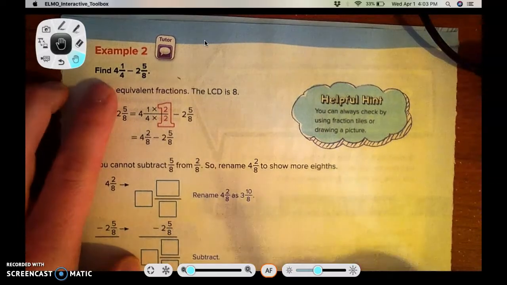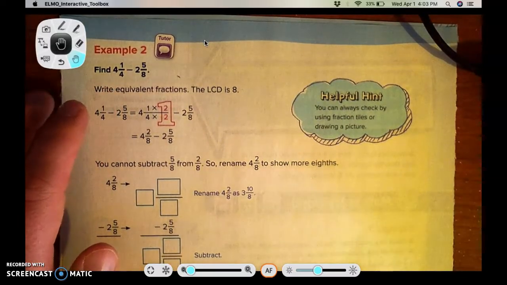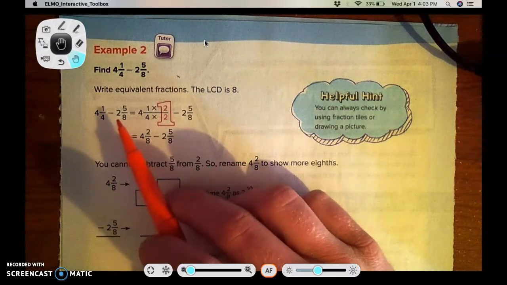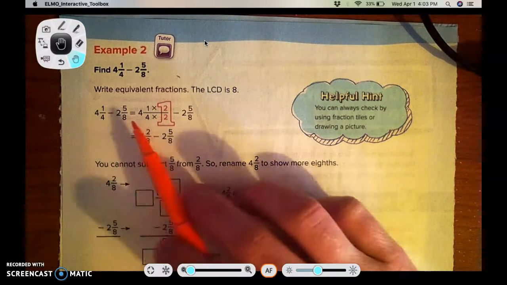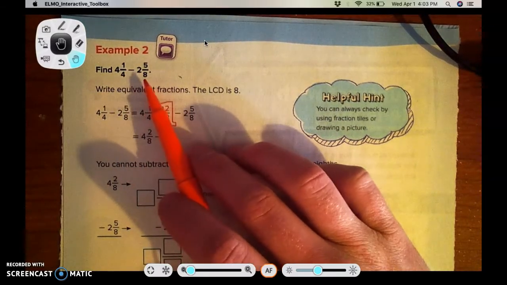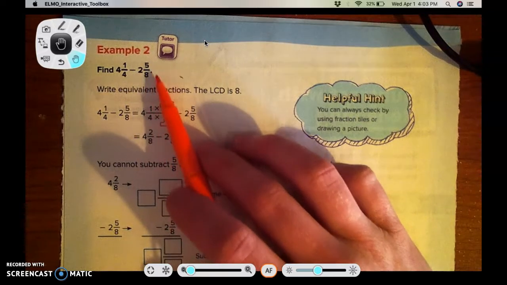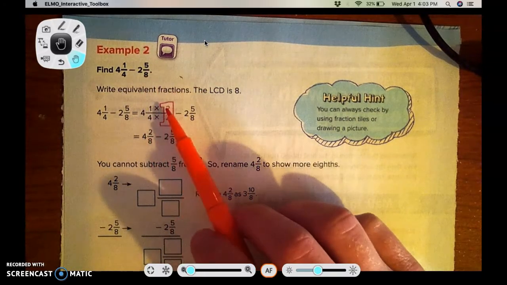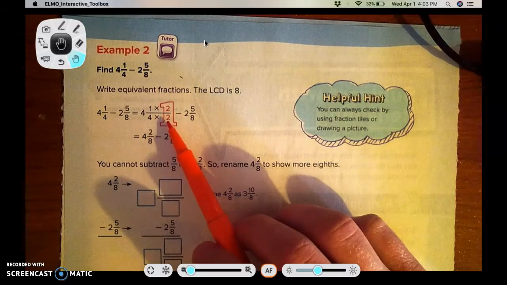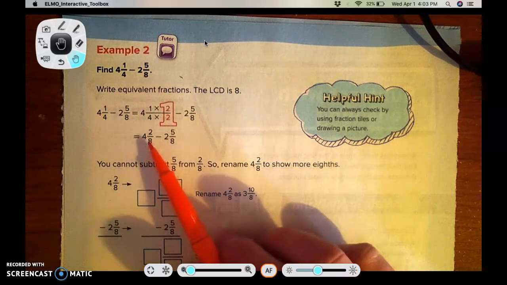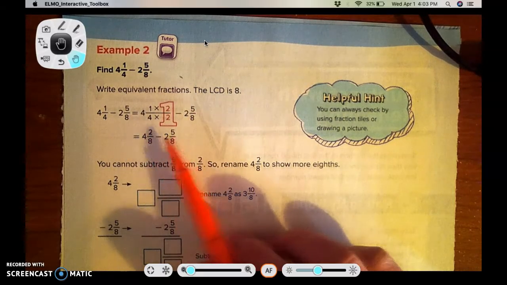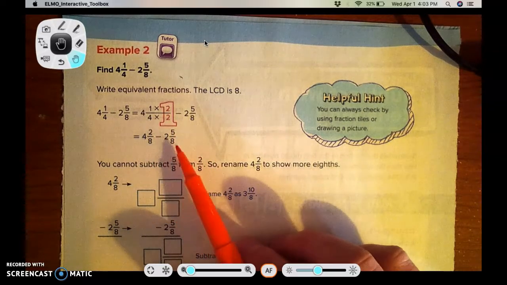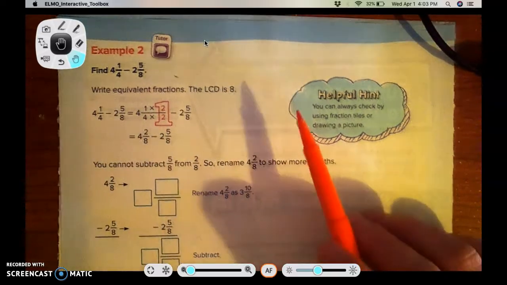So example number 2, it just says find 4 1/4 minus 2 5/8. So their first step, like we've done before, was to take 1/4 and put it so that we have a common denominator with 5/8. So to do that, they took 4 1/4, they took the top and the bottom times 2 to give us our new fraction of 2/8 so that we have a common denominator. So now we have 4 2/8 minus 2 5/8. Now we are in business.